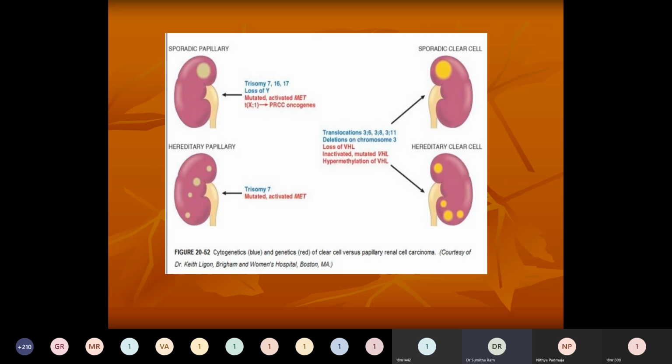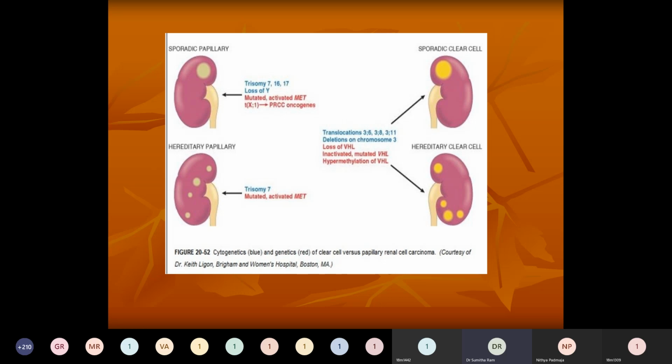The first one is clear cell carcinoma, which is the most important type. The second one is the papillary renal cell carcinoma, then chromophobe renal cell carcinoma, and the last one is the collecting ducts of Bellini. Now this picture is trying to explain to you the cytogenetics and genetics of clear versus papillary renal cell carcinoma.